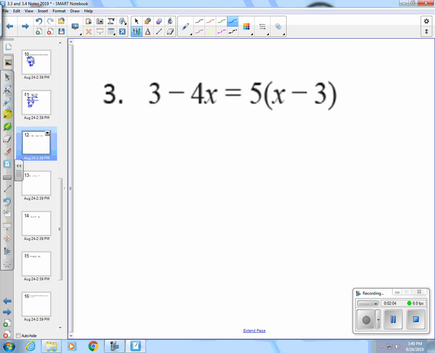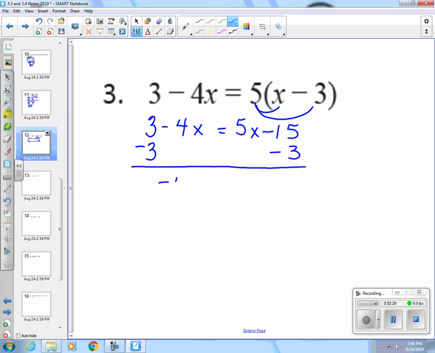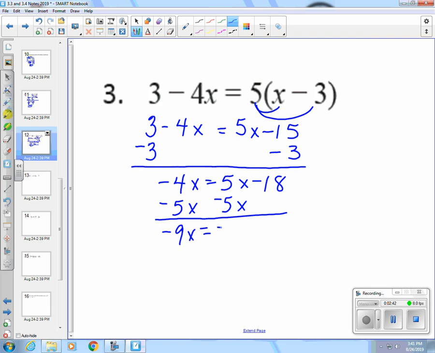Here we have variables on both sides, and we need to take care of the distributive property. So let's just go ahead and write that left-hand side, 3 minus 4x. The right-hand side, let's take care of the distributive property, 5x minus 15. And I'm going to start out moving the constants first this time instead of the variables. So I'm going to subtract 3 on both sides. So I got negative 4x equals 5x minus 18. And then I'm going to subtract the 5x on both sides and get negative 9x equals negative 18.